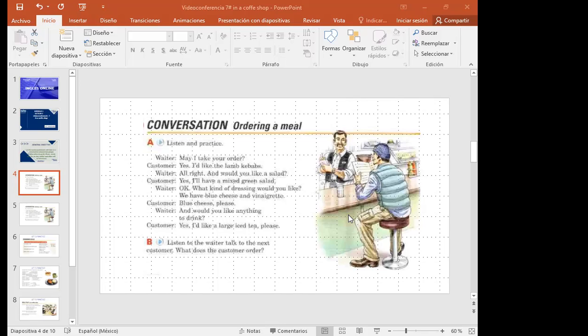And may I take your order? Yes, I like the lamb kebabs. All right, and would you like a salad? Yes, I have a mixed green salad. Okay, what kind of dressing would you like? We have blue cheese and vinaigrette. Blue cheese, please. And would you like anything to drink? Yes, I like a large iced tea, please.